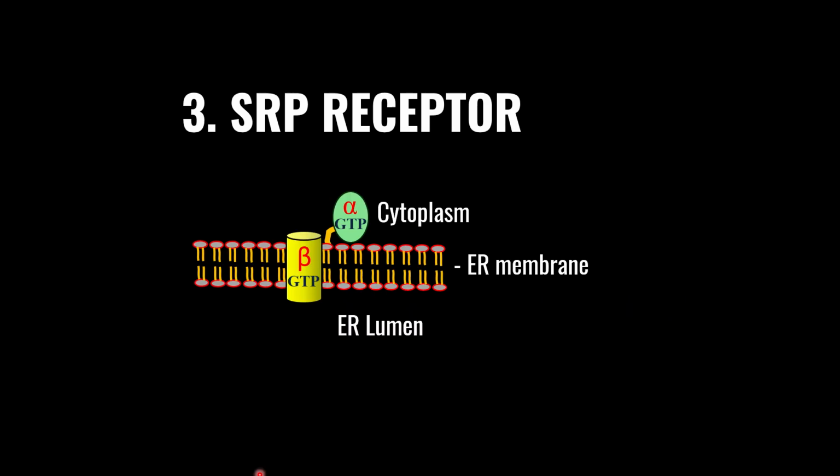So let us discuss the SRP receptor, which is a protein present on the rough endoplasmic reticular membrane. It is made up of an alpha subunit and a beta subunit. Alpha subunit is present toward the cytoplasmic side, whereas beta subunit is anchored into the membrane. It is a transmembrane protein. Each subunit also binds with GTP molecules, so there are a total of 2 molecules of GTP bound to the receptor.